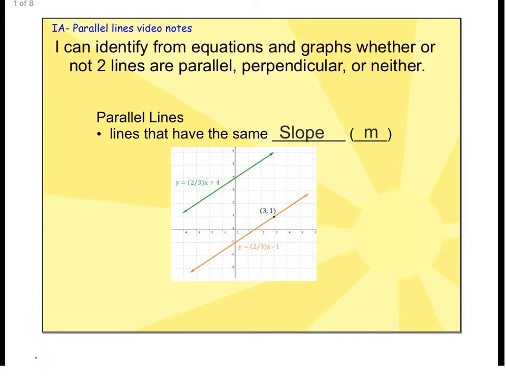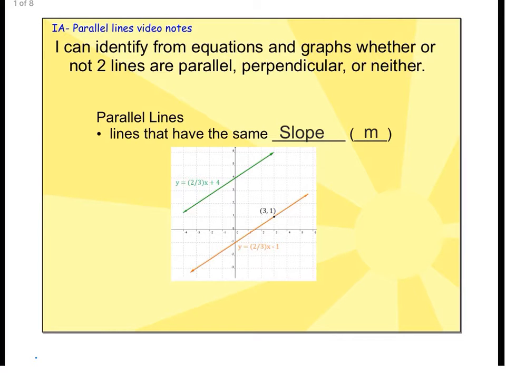Hello! If you are watching this video, you are the person in your group that will be learning about parallel lines. So when you leave class today, the goal is that you can identify from equations and graphs whether or not two lines are parallel, perpendicular, or neither.